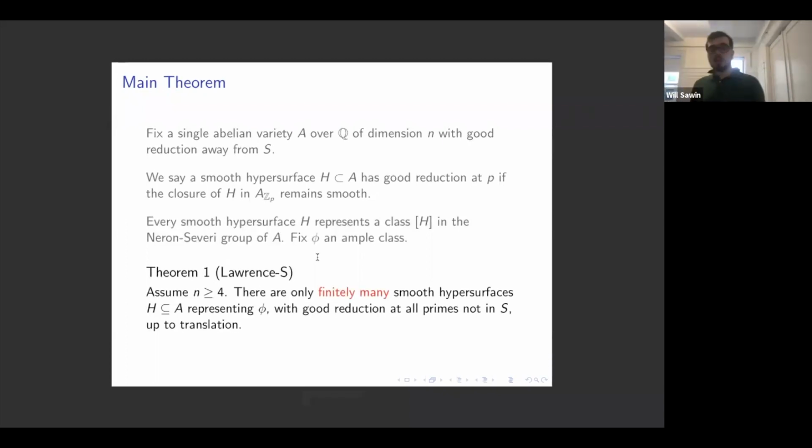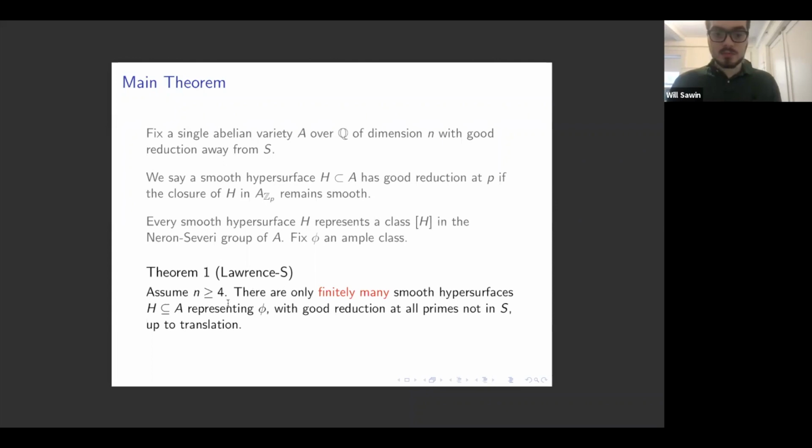So the theorem we proved is that there are only finitely many smooth hypersurfaces in our fixed abelian variety, representing a fixed ample class phi, with good reduction at all primes not in our fixed finite set S, up to translation, as long as the dimension is greater than or equal to 4. We need to say up to translation, because you can translate your hypersurface by a rational point in your abelian variety, and it'll still have good reduction at the same set of primes.